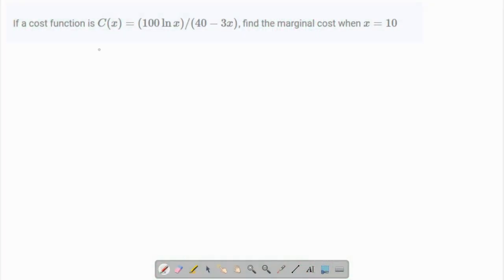Question. If a cost function C(x) is this, then we have to find the marginal cost when x equals 10. So first of all, what is the marginal cost? Marginal cost is nothing but the derivative of the cost function, or the first derivative of the cost function. So that's what we need to find.